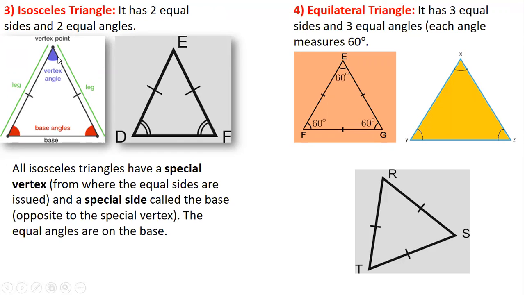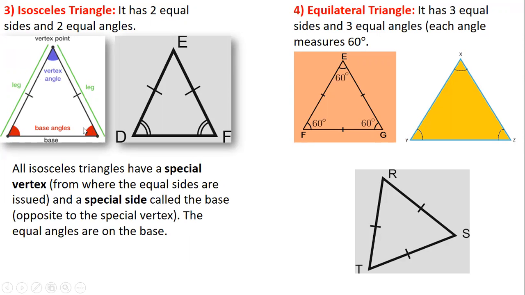In an isosceles triangle, we have a special vertex. In any triangle, we have 3 vertices. This is vertex 1, this is vertex 2, this is vertex 3. But why in an isosceles triangle do we have a special vertex? Because from this special vertex, the 2 equal sides are issued, or coming out.